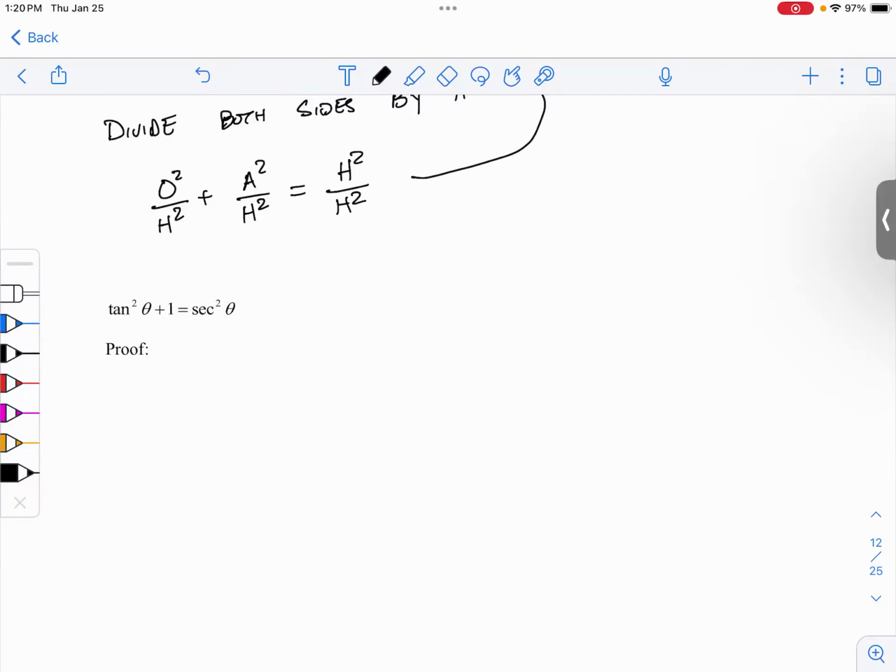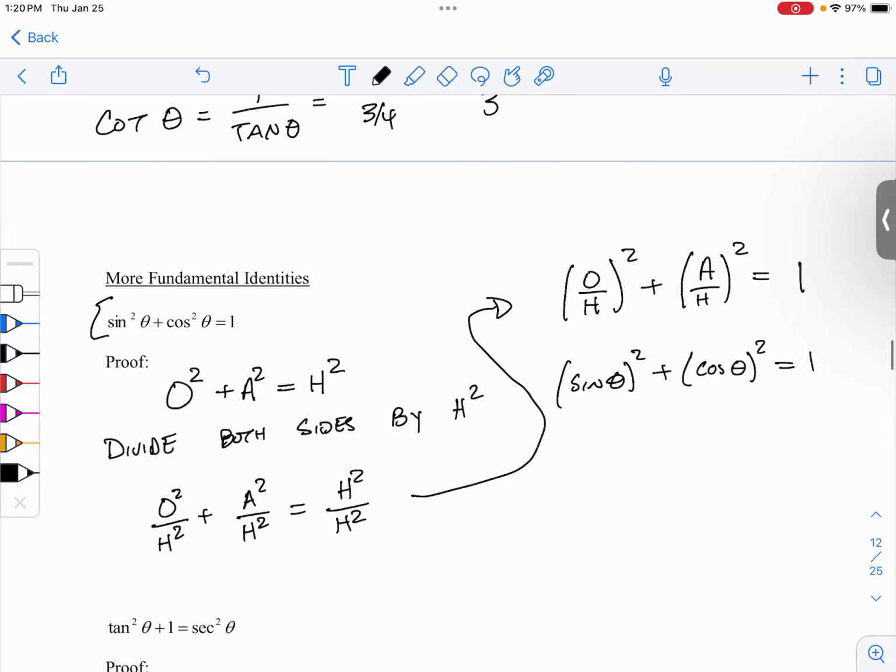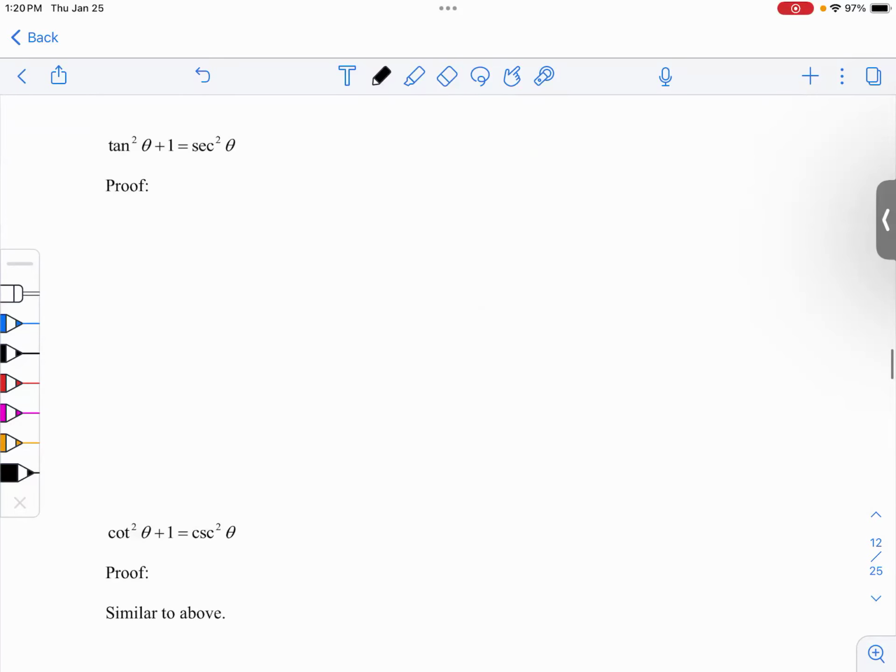There are two other fundamental identities, but they are not nearly as fundamental as the first one. Really, these other two fundamental identities are creations based on the first one. So if I take our fundamental identity, I'm going to divide both sides by cosine squared theta.